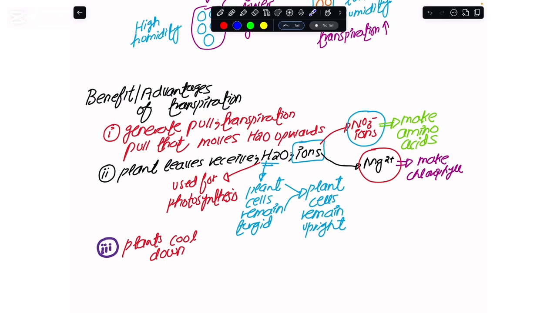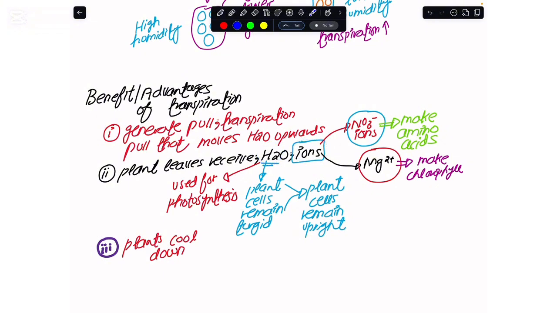The first advantage is that the plants do not have any kind of pump or heart in them as we humans have. So this transpiration would actually pull the column of water that we have in the stem, and automatically the water and ions would be pulled by the transpiration, and ultimately they would reach the cells that we have in the leaves. And by this, the plants would not only receive the water, but they would also receive the ions.